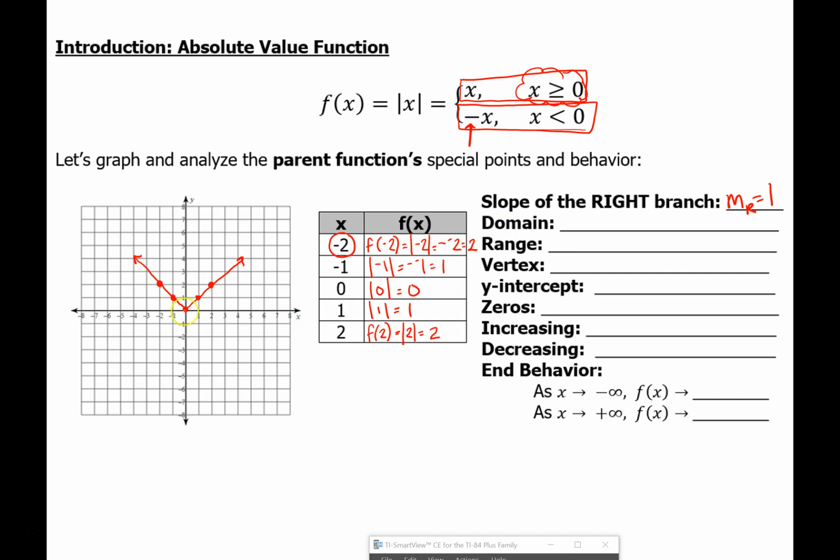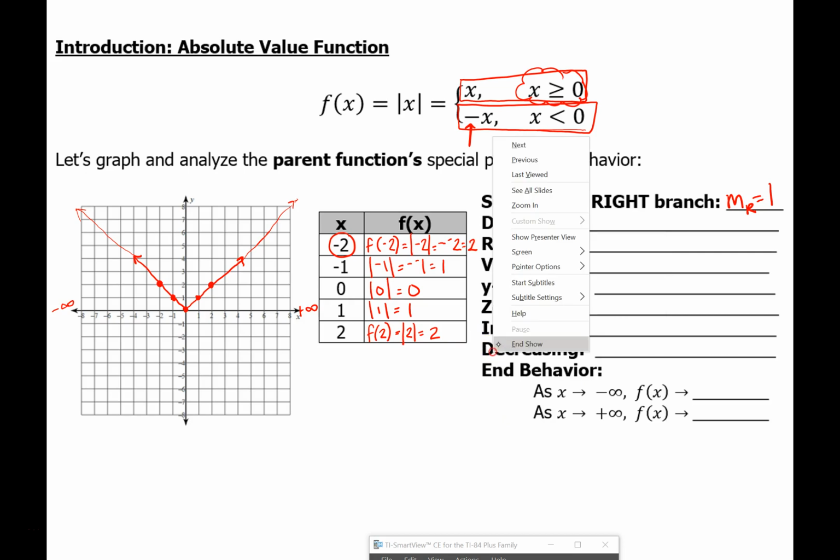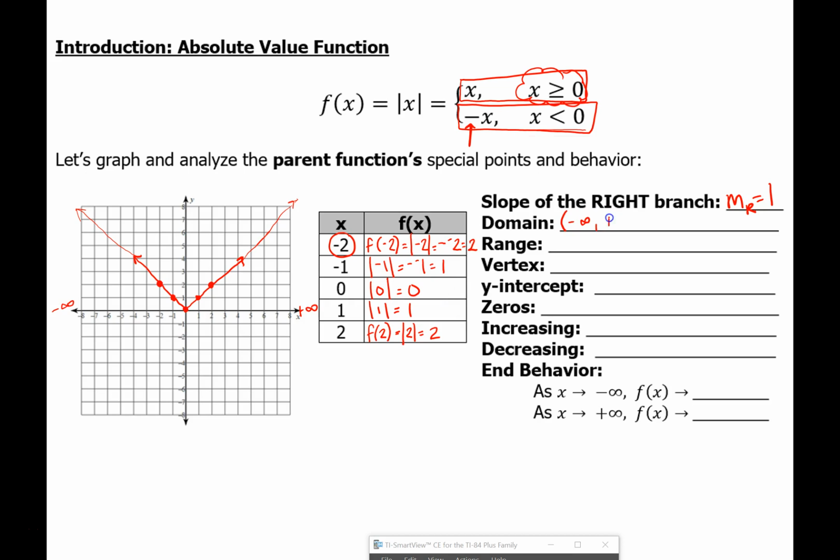Now the domain, this left side goes all the way to the left, which means it goes to -infinity on the left, and this right side goes all the way to the right, which means it goes to +infinity. So our domain is all real numbers, -infinity to +infinity.